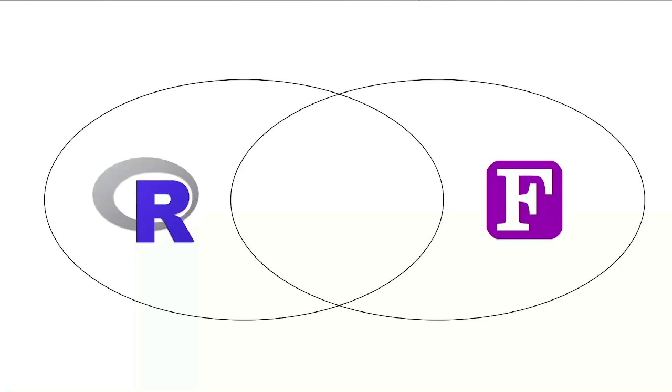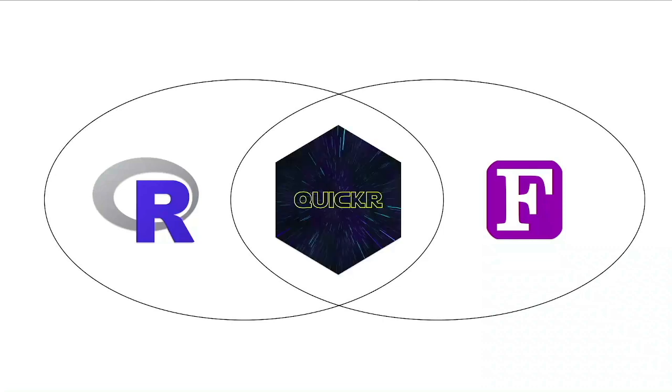So the way to think about it is R is a big language with a lot of features, and Fortran is a big language with a lot of features, and the areas where they overlap is substantial. And this is the space where Quickr sits. Quickr will let you compile the parts of R that overlap with Fortran.